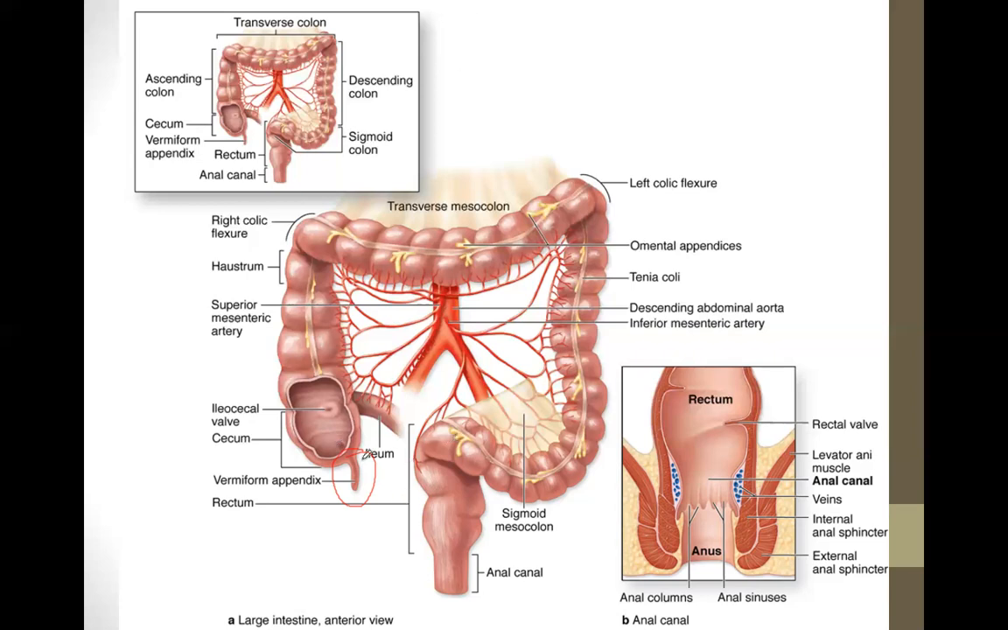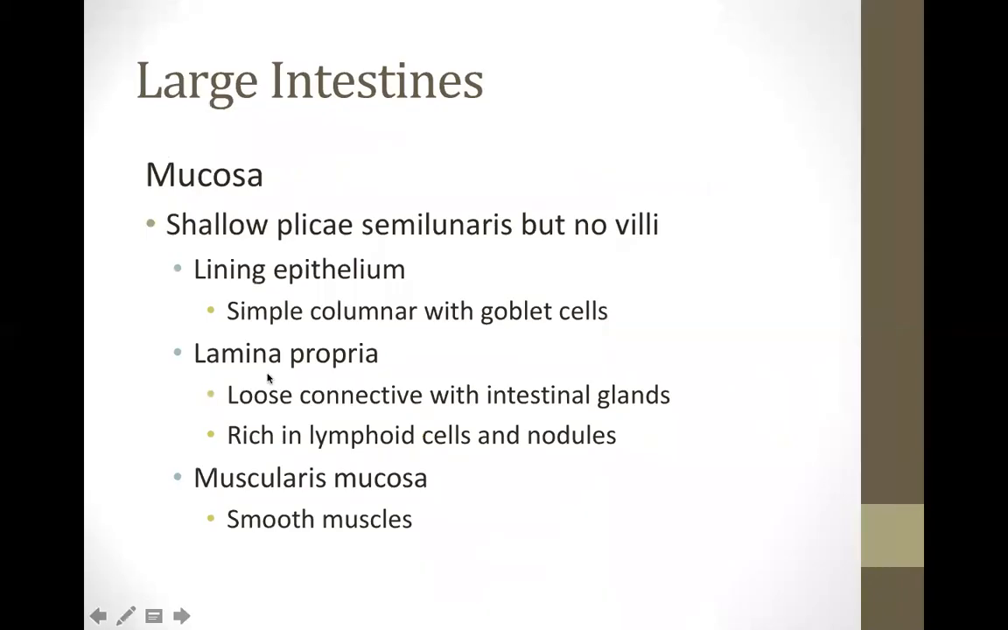No? Kailangan mong maoperahan. Now, this is the ascending colon, your transverse colon, descending colon, your sigmoid colon, your rectum, and your anal canal. Okay? The mucosa, as I mentioned, it's plica semilunaris, but no villi in the large intestine. Sa small intestine, it's plica circularis, right?